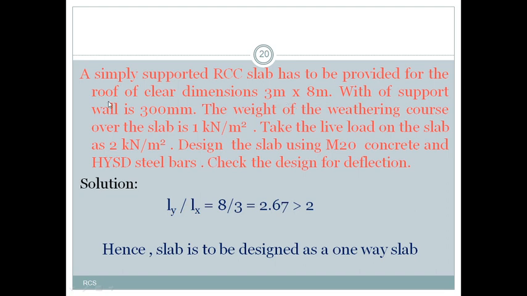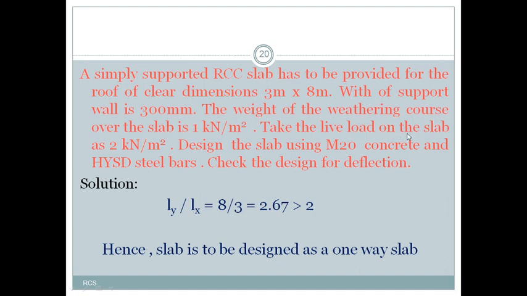The width of the support wall is 300 mm. We require this support width for calculating the effective span. And the weight of the weathering course over the slab is 1 kilonewton per meter square. I can say it is a finishing load, that is 1 kilonewton per meter square.